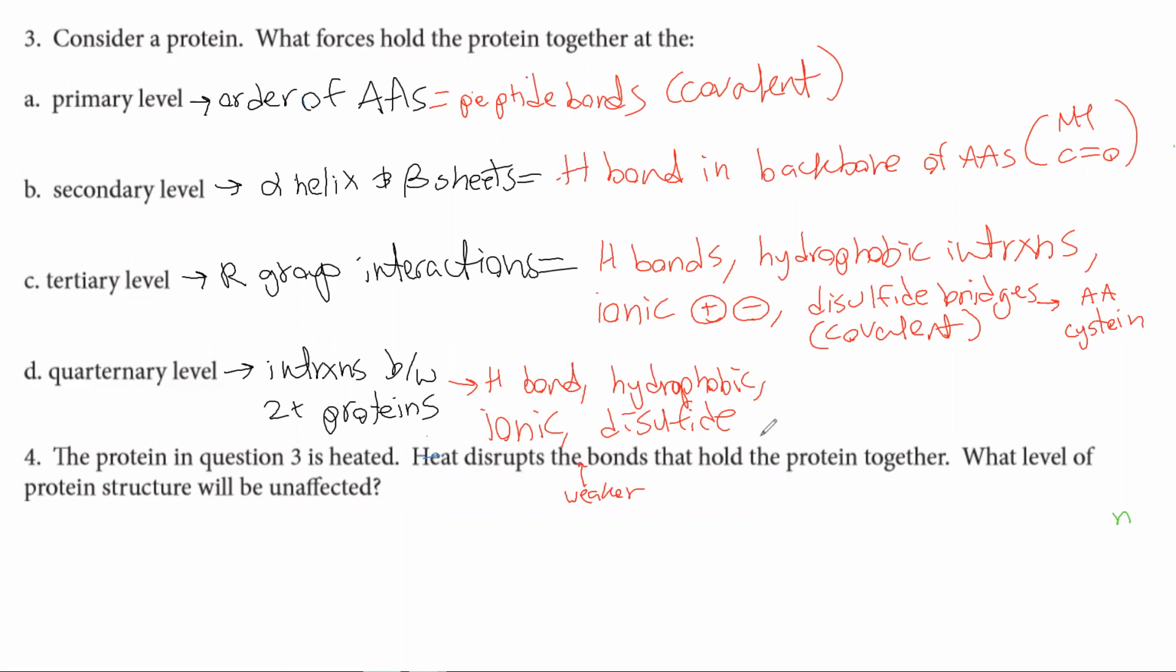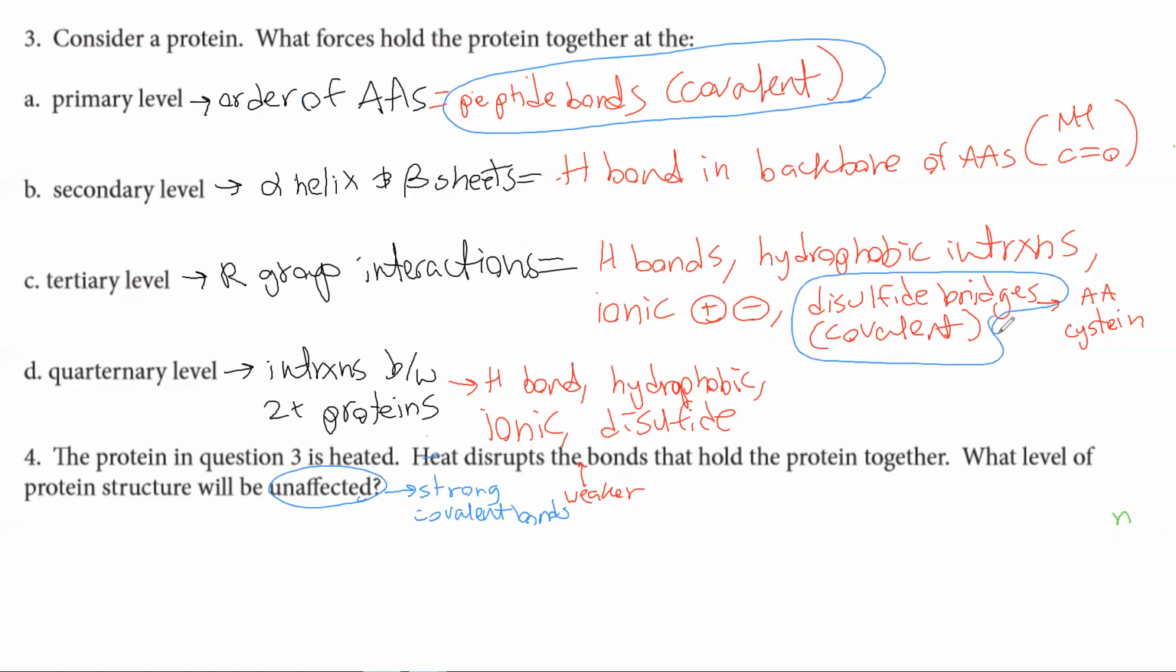Okay, welcome back. So the thing that will be unaffected are the strong bonds, the strong covalent bonds. So this would be the peptide bonds, right? The things that are linking together the amino acids. The disulfide bridges would be safe, so that would show up in tertiary and quaternary structure.